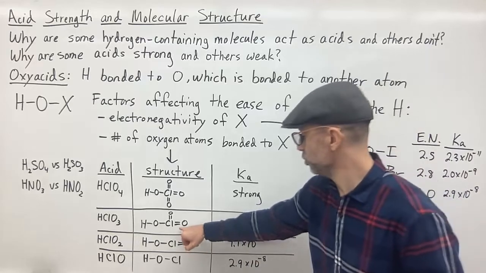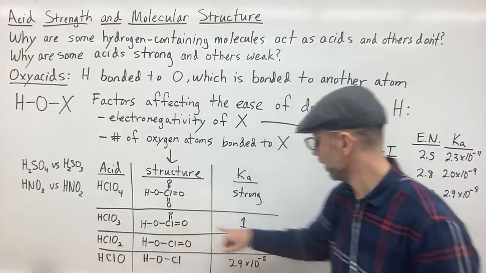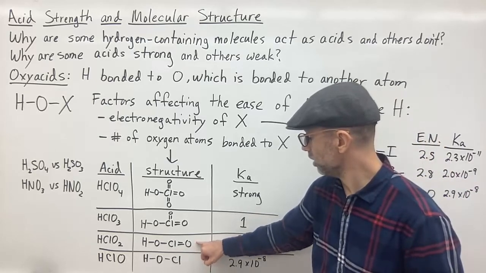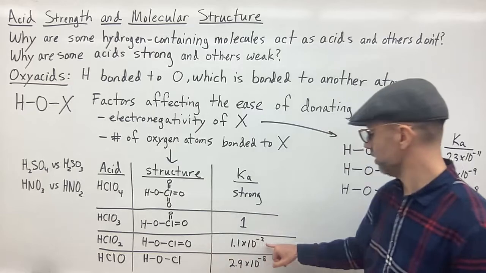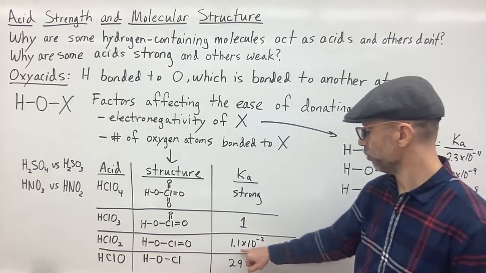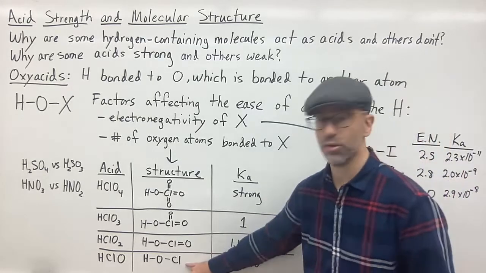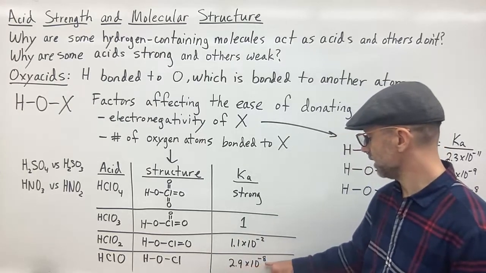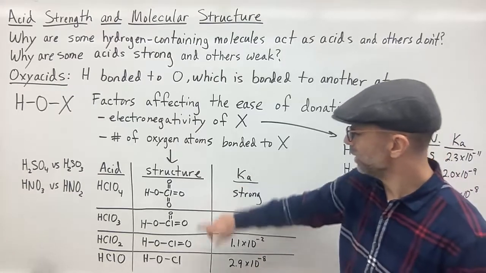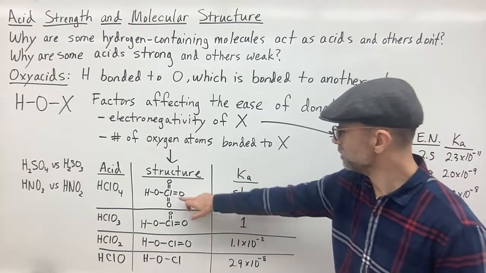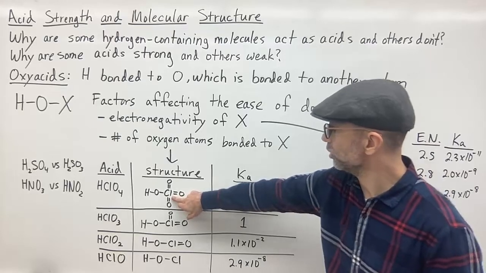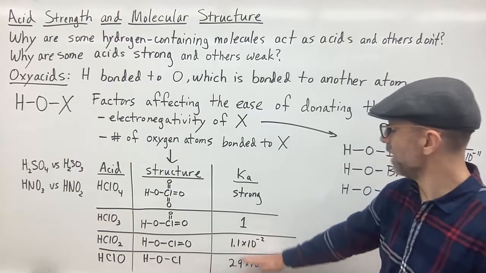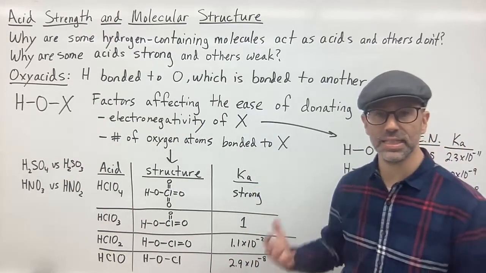Here you have 2 oxygens bonded to chlorine, and the Ka is 1. Here you only have 1 oxygen bonded to the chlorine, and you have a Ka value of 1.1 times 10 to the negative 2. And here you have no oxygens bonded to the chlorine, and so you get 2.9 times 10 to the negative 8. So as you increase the number of oxygens bonded to your chlorine here, your atom X, the Ka value increases, and therefore the acidity is increasing.